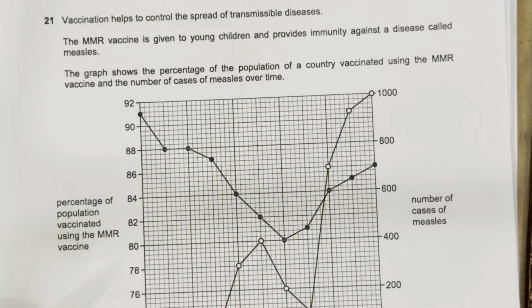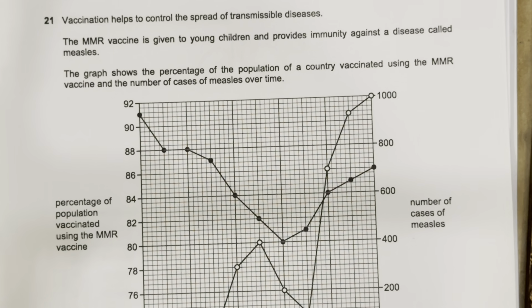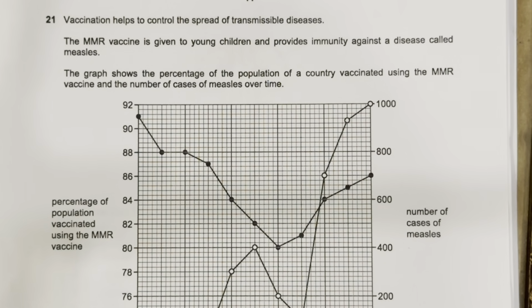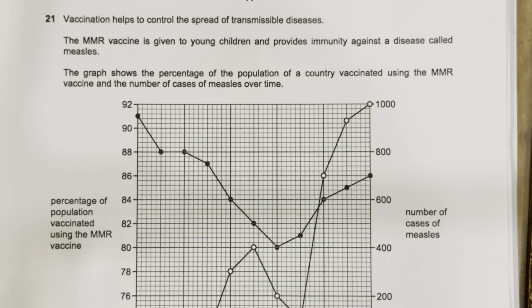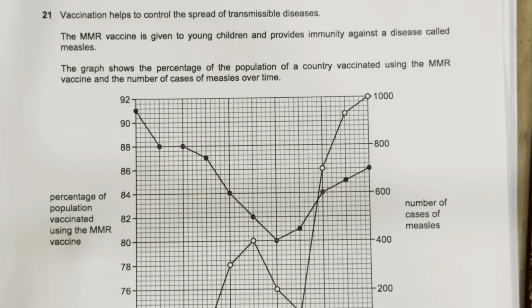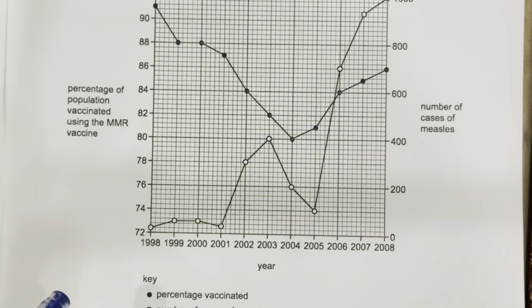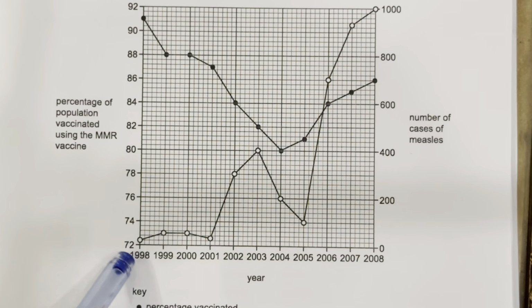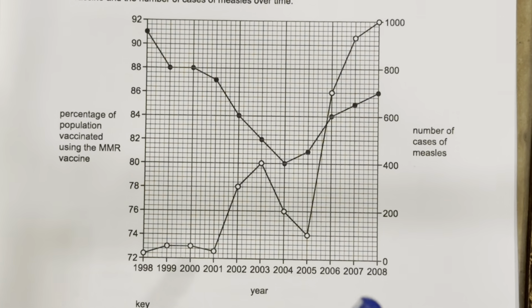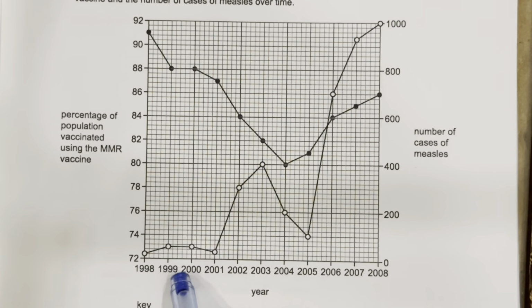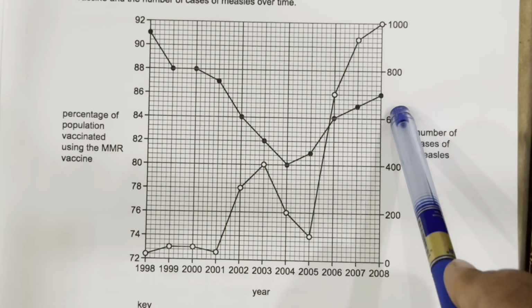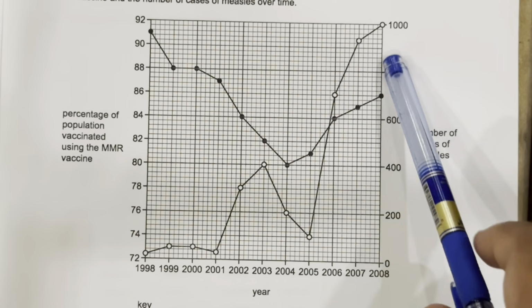21. Okay, vaccination helps to control transmissible diseases. The MMR vaccine is given to our young children and provides immunity against a disease called measles. The graph shows the percentage of the population of a country vaccinated using the MMR vaccine and the number of cases of measles over time. You can see that at 98, so this is for the number of cases of measles, and this is for MMR. When the percentage of vaccination was high, there were minimum cases of measles, and when the vaccination was reduced, you can see that the cases increased.